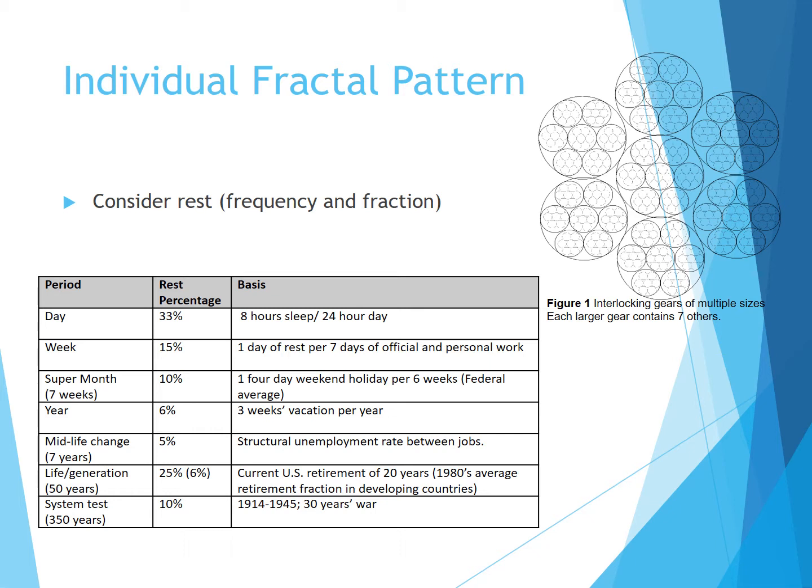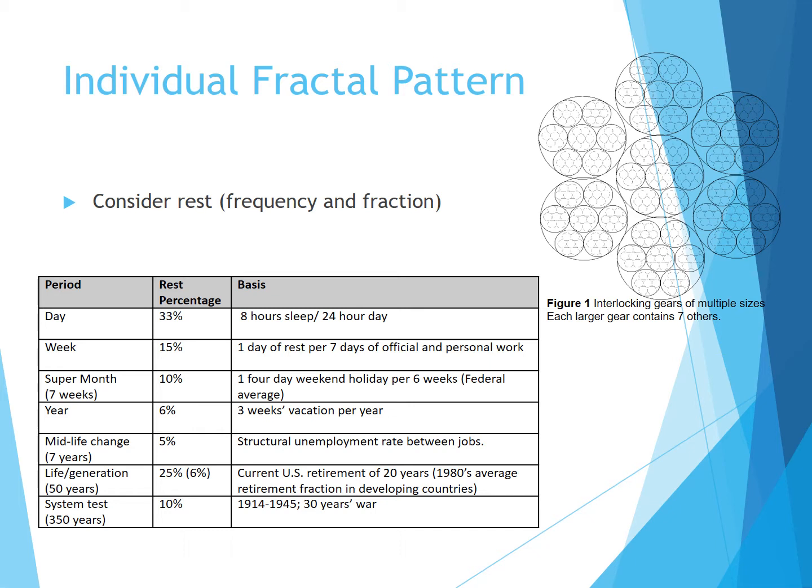And just to remind us of what we experience in various cycles, particularly rest. So we consider human rest, and we could look at the frequency and the fraction. Obviously during a day, we have about 8 hours of sleep in a 24-hour day. So that's about a 33% rest cycle. During a week, 7 days, 1 day of rest per 7 days of official and personal work. Might consider that 2 days of rest, Saturday and Sunday. 1 day would be 15%, 2 would be closer to 30.